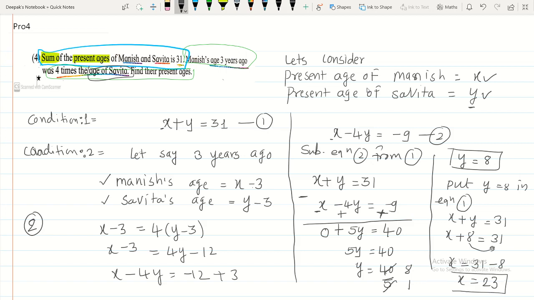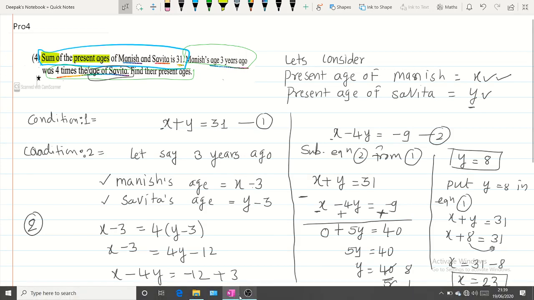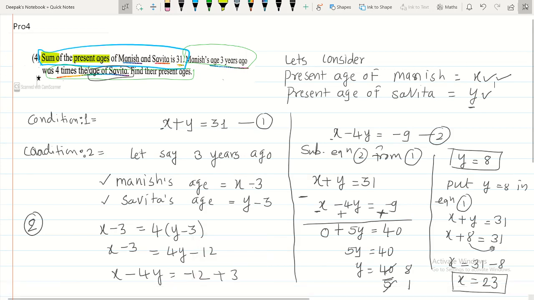So the x is nothing but the age of Manish. So we got the age of Manish. 23 is the present age of Manish, and 8 years is the age of Savita. So the fourth problem is over.